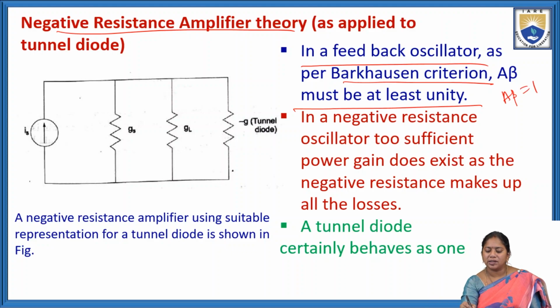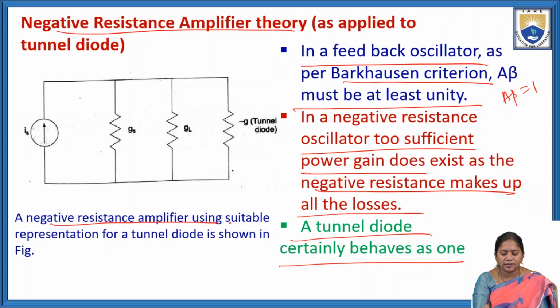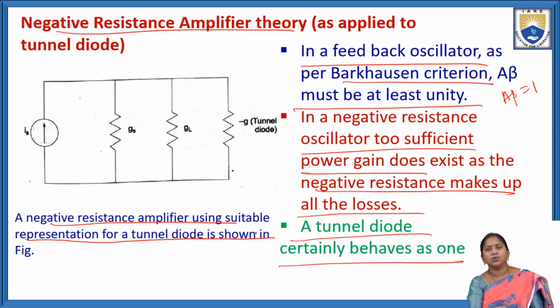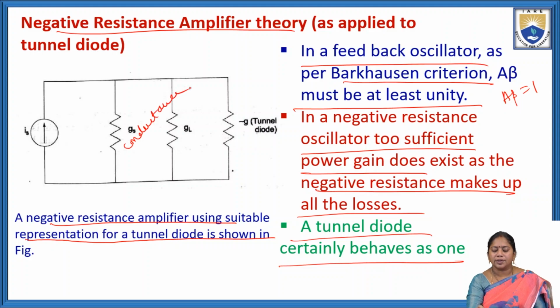In a negative resistance oscillator, sufficient power gain does exist as the negative resistance makes up all the losses. A tunnel diode certainly behaves as one. A negative resistance amplifier using a suitable representation for a tunnel diode is shown in this figure. Here GS is the conductance. Here G is the tunnel diode. In a feedback oscillator, as per the Barkhausen criterion, A beta must be at least unity.